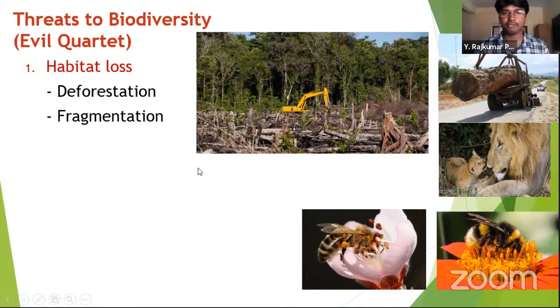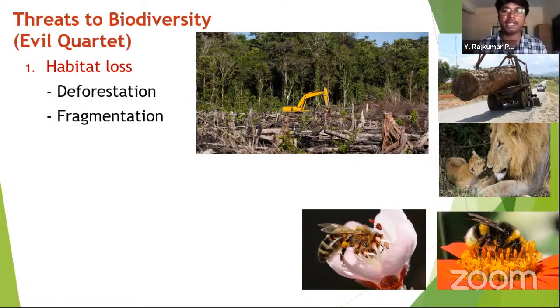And the second one is fragmentation. What is meant by fragmentation? If there is a large forest, we are converting it into villages. Between the forests we are making roads, and in the forest we are making cities and villages. In this way, we are dividing the forest into fragments.